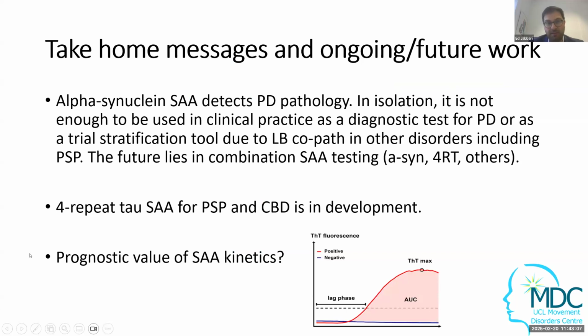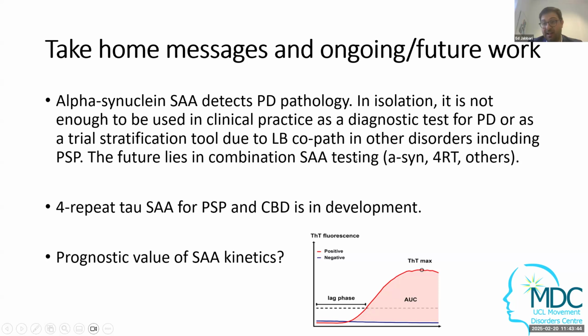So finally, just to wrap up the take-home messages and the ongoing and future work. So the alpha-synuclein SAA detects Parkinson's disease pathology. When using it in isolation, it's not enough to be used in clinical practice as a diagnostic test for Parkinson's disease, because we see that it shows positive results in a small subset of PSP patients as a marker of Lewy body co-pathology.